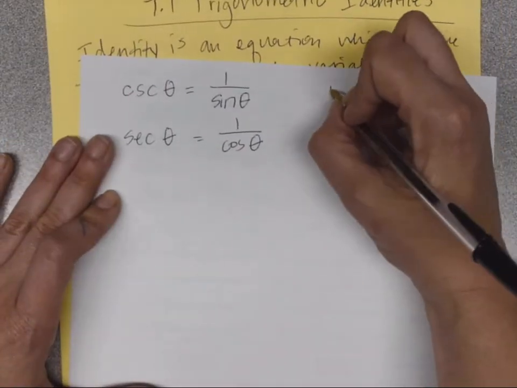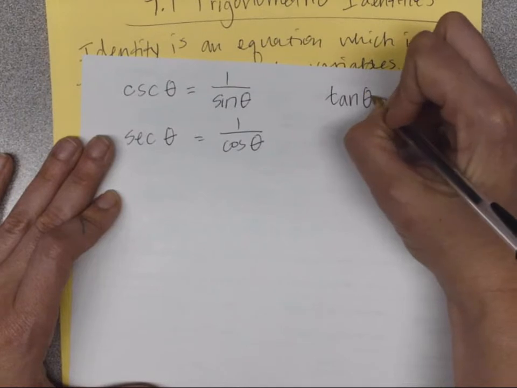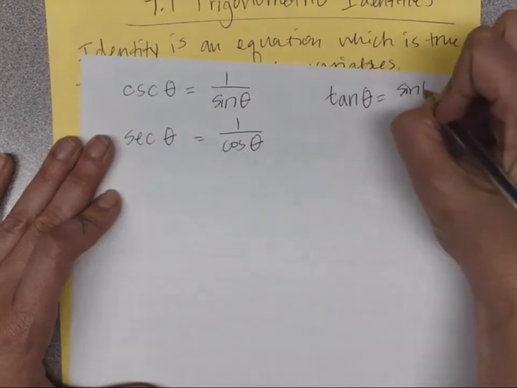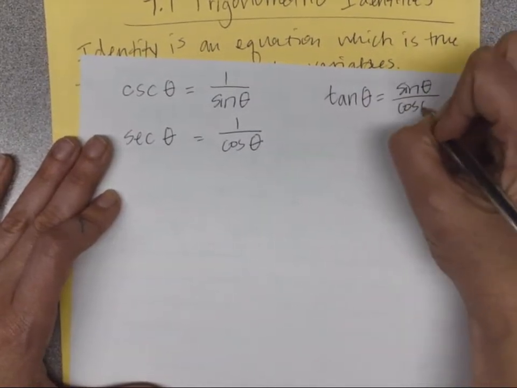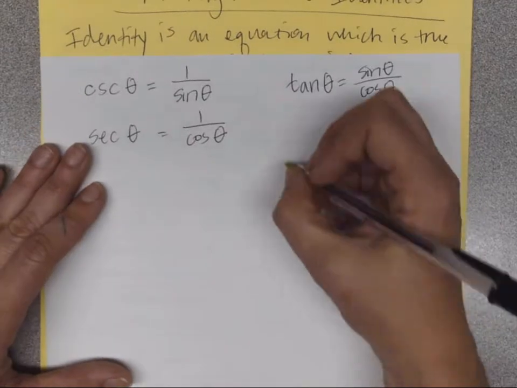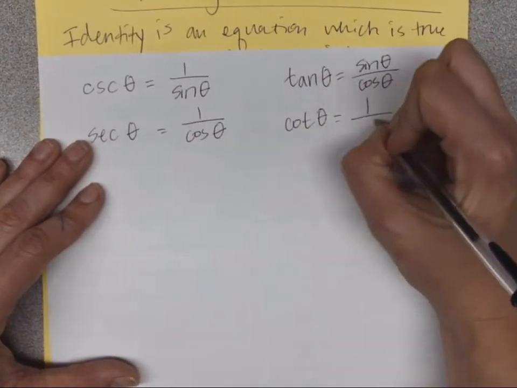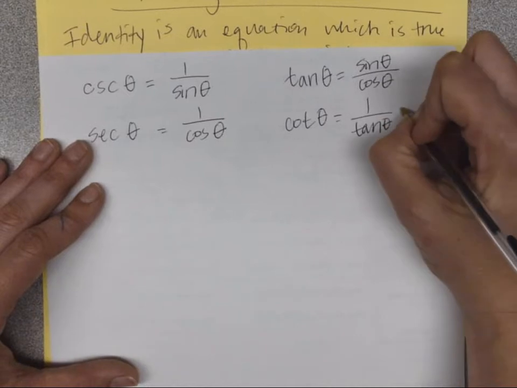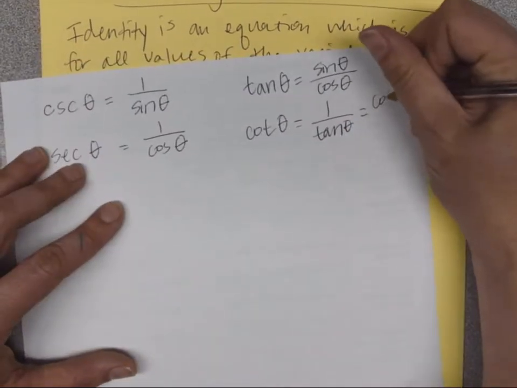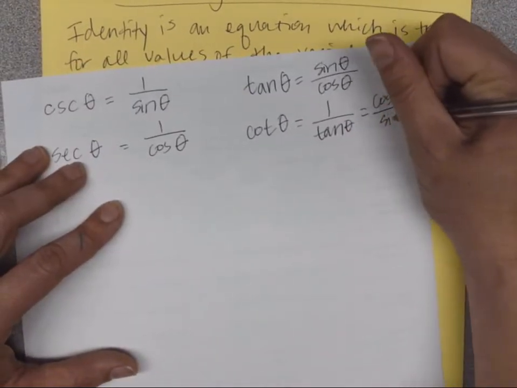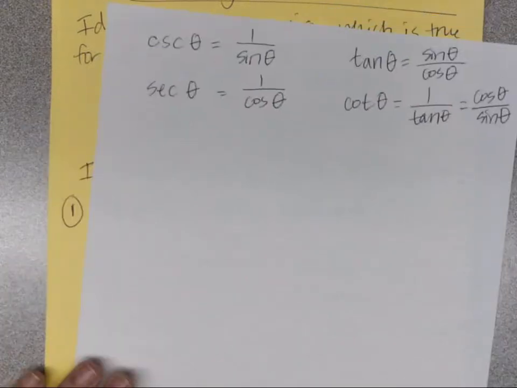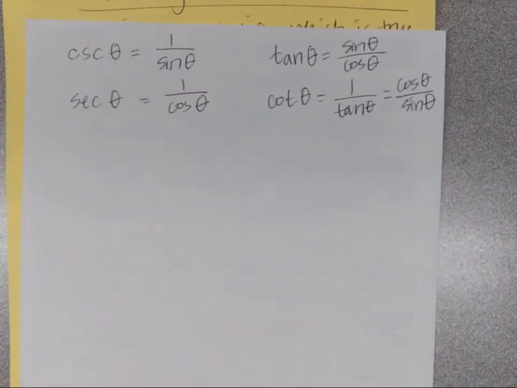Okay, I also know that tangent of theta is the same thing as sine theta over cosine theta. And then cotangent of theta, you can write it as 1 over tangent of theta, or you could also write it as cosine of theta over sine of theta. So those are some trig identities that I already know that I can use to plug in here.